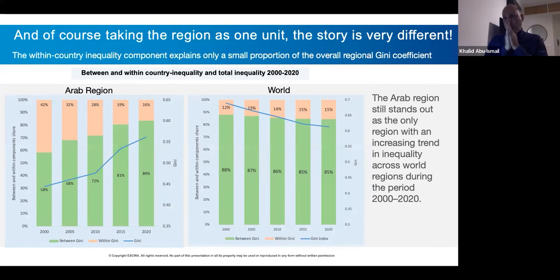But of course, if we take the region as one unit, if we just collapse all of the income distributions of the region and treat them as one country, then the Arab region does become glaringly the highest inequality region worldwide. And if we break down this regional Gini, we'll find that the between-country inequalities are significant, and 84% of the share of that Gini would come from between-country inequalities, which makes sense because conflict-affected countries have been seeing their income go down, and the GCC has been continuing to rise. So that's the only region worldwide where we see this, because in all the other regions we have an improvement in their Ginis, and the world Gini, as you can see here, is declining.